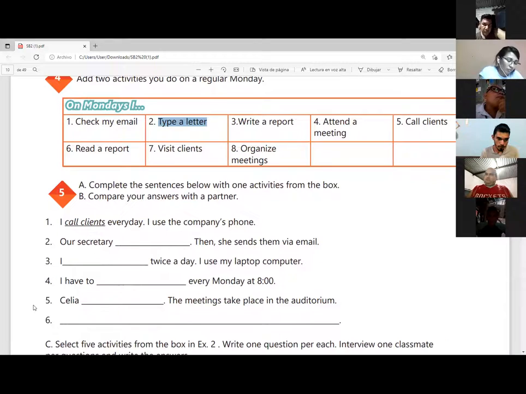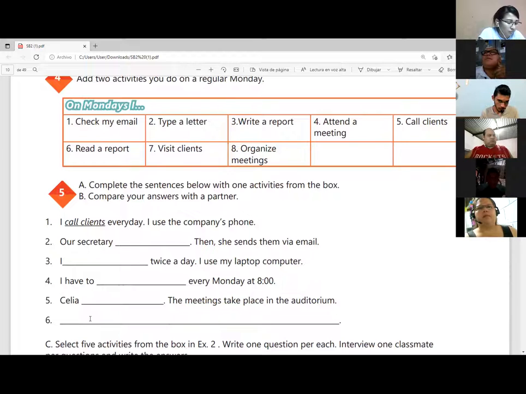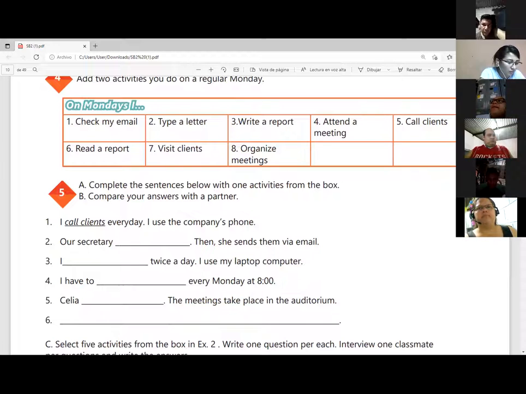How about number five, Celia? Organizes meeting. The meeting takes place in the auditorium. Good. Okay, number six, you have to create. Tienes que crear tu propia oración. Miss Carolina, what do you write in number six? ¿Qué escribió en la número seis? No la hice, teacher. Okay, how about Mr. Juan Ricardo? Do you have number six?